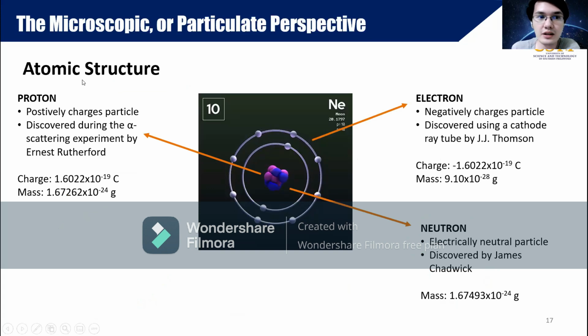So we move on to the atomic structure. So we have here the electrons, protons, and neutrons. The electron was discovered using a cathode ray tube by J.J. Thomson, and the charge and mass were determined also. Following that, the proton was discovered by Ernest Rutherford by doing the alpha scattering experiment. Then lastly, the neutron was discovered by James Chadwick.